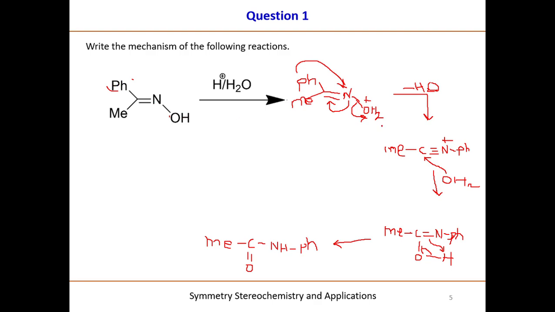So here you can see that protonation is taking place in the first step, right? Then after protonation, the migration of the phenyl group will take place on this nitrogen atom to give this nitrilium ion intermediate, and this nitrilium ion intermediate will undergo reaction with H2O to give the amide as a product. So I hope this rearrangement reaction is also clear to you.